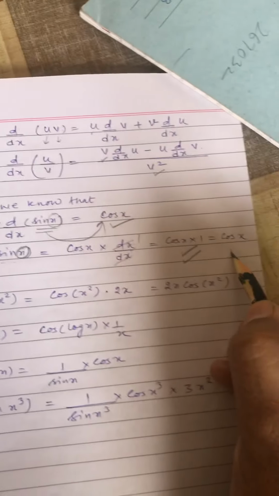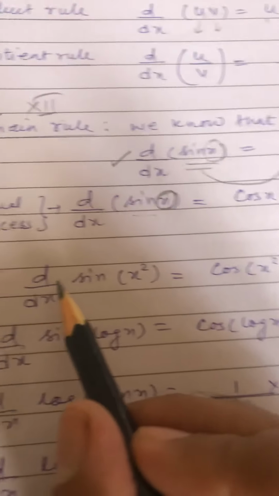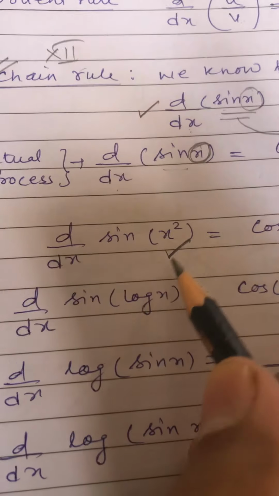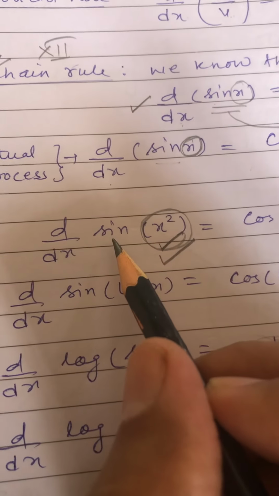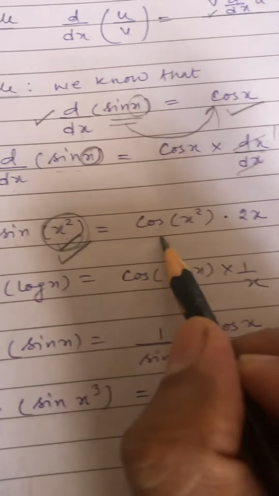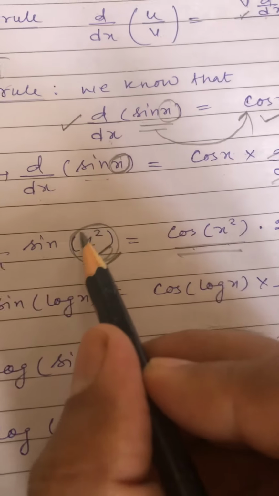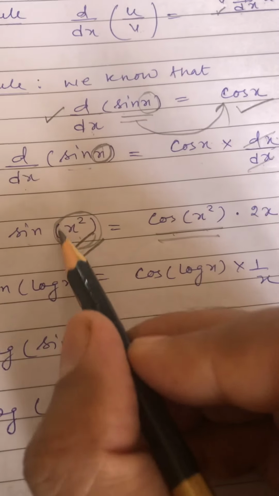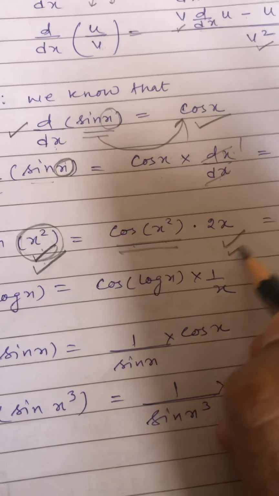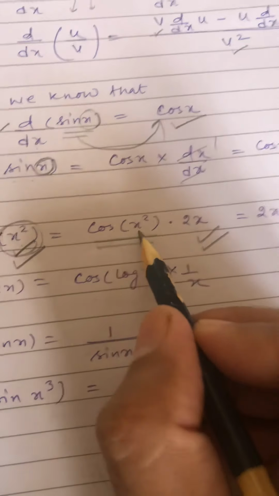But if we have any other angle other than x, suppose we have to differentiate d by dx of sine of x square. Now first this will act as theta. You know the differentiation of sine theta is cos theta. That means what will come? Cos of x square. And then you will differentiate this term x square also. So what is the differentiation of x square? It is 2x. So this is called the chain rule. So the final answer is 2x into cos x square.